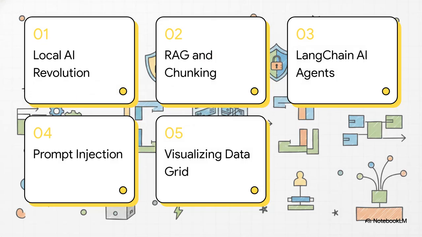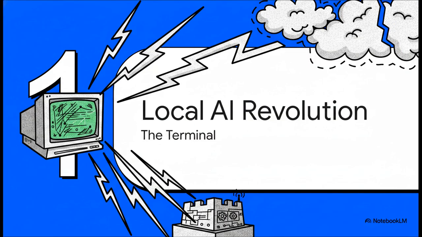So here's our system boot directory for today. We'll start with the local AI revolution, decode RAG and chunking, build LangChain AI agents, tackle security and prompt injection, and finally visualize the data grid. All right, let's kick things off with part one, the local AI revolution, starting right at the terminal.